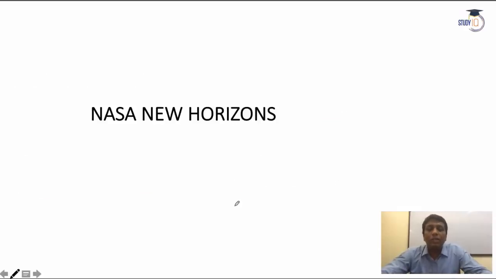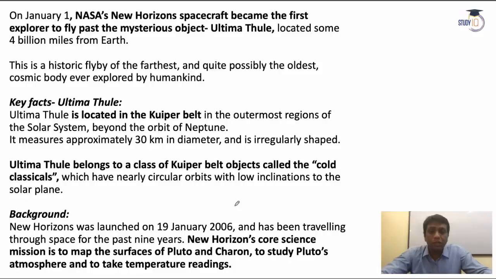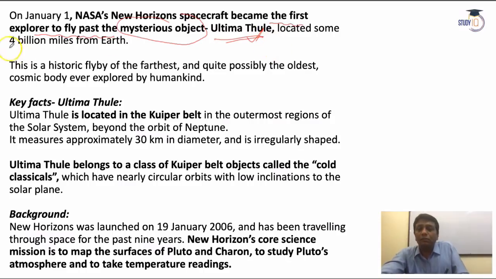Now we come to NASA's New Horizons. What is NASA's New Horizons? For the last 7-8 videos I made for you, it was in the news, and it was also discussed in the earlier current affairs videos. NASA's New Horizons spacecraft became the first explorer to fly past a mysterious object in our space called Ultima Thule. Ultima Thule is around 4 billion miles from the Earth.